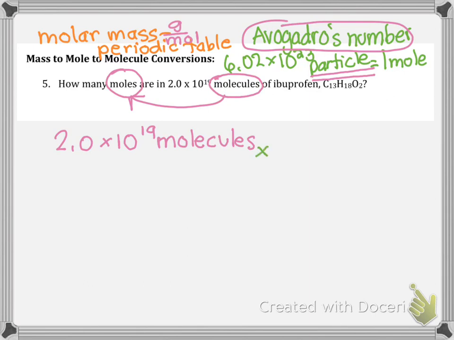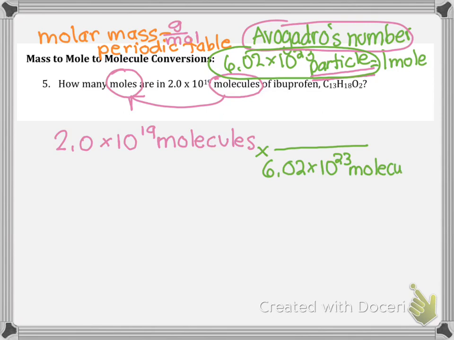So I'm going to multiply. Because I have molecules here, I want this number on the bottom. So 6.02 times 10 to the 23rd. I'm going to write molecules now because particles is generic. And then I'm going to put the 1 mole on the top. If you look, I'm going to be canceling out molecules and be left with units of moles, which is what it asked me to find.